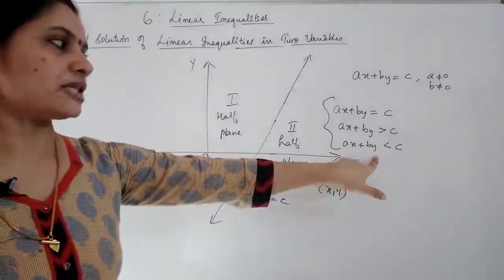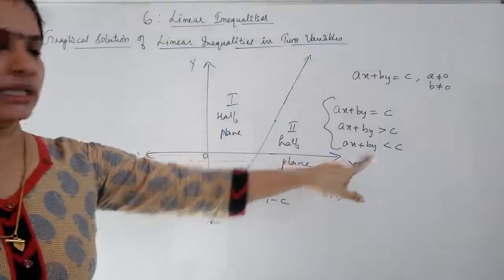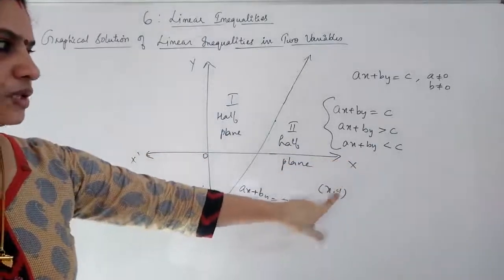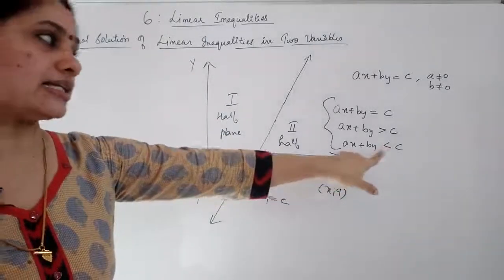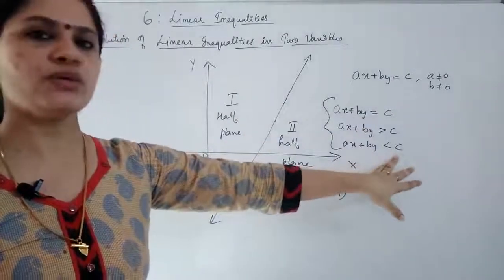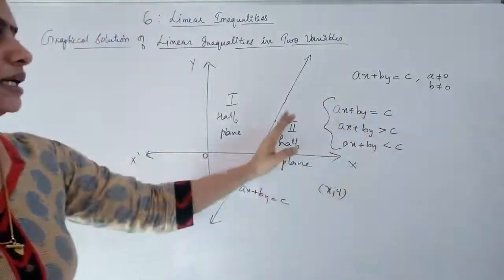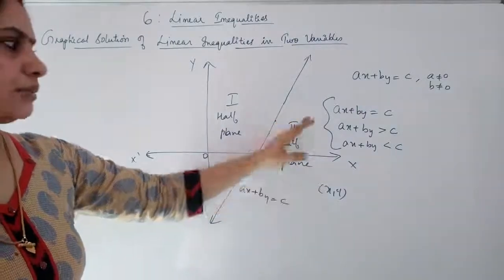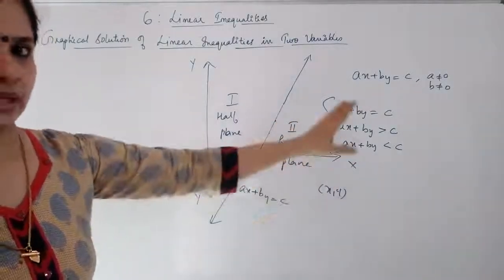Or else, if it is satisfying the third inequality, the point is satisfying means if you substitute these two values in this inequality and it is satisfying the inequality, meaning it is giving you a true statement. If it is giving you a true statement, then you can say that it will be in the other half plane, that means in this plane, less than c.